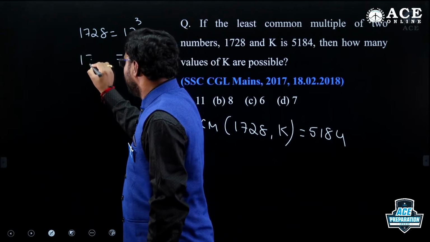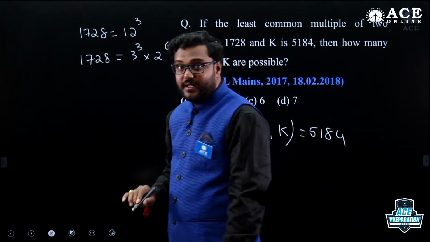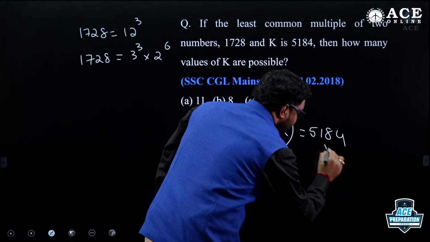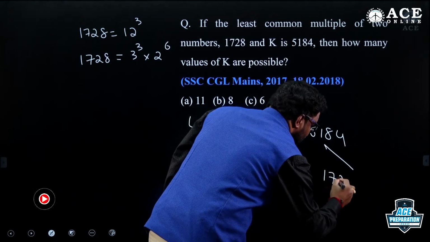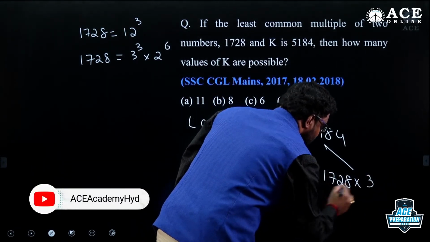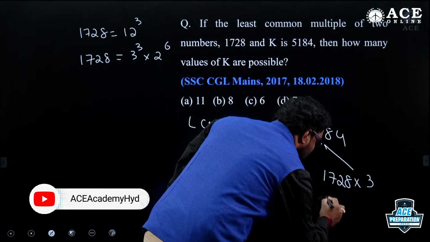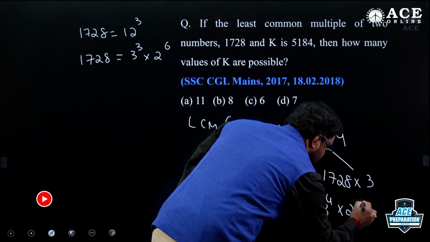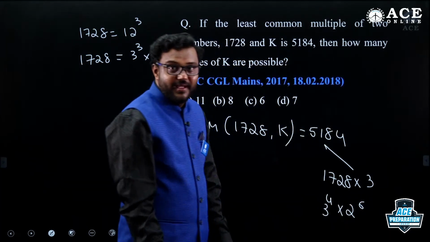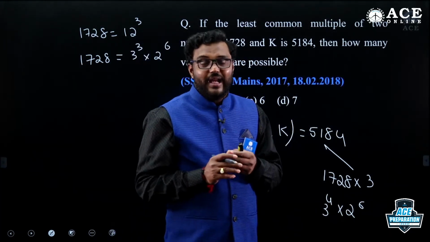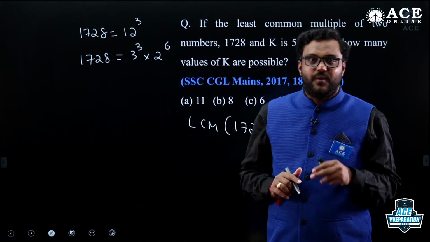Okay, 1728. What is the result here? What is the result? 5184. This is 1728 into 3. Means here in the result you have 3 power 4 and 2 power 6. 3 extra is there. This is the result you want. And if you just recall how to do LCM for two numbers, what are they given?